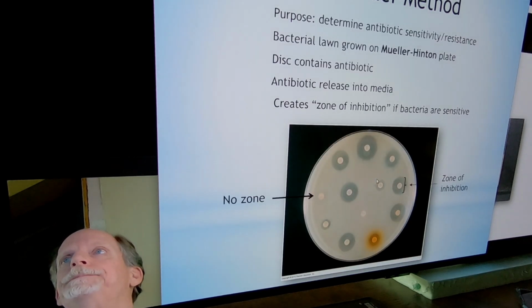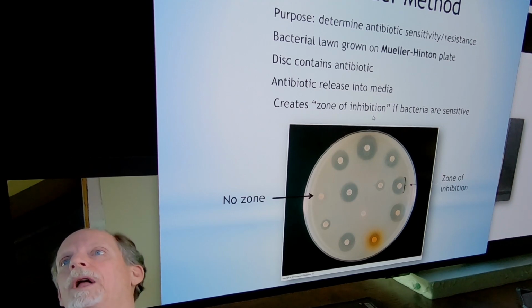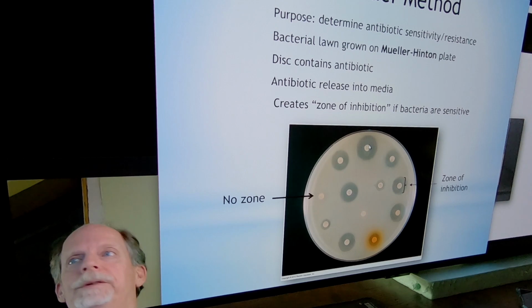So, and then this one's pretty straightforward. Kirby-Bauer, what generates zone of inhibition? Antibiotic does. Or, right, what's the area around the disc called? That's where the bacteria don't grow. Zone of inhibition.